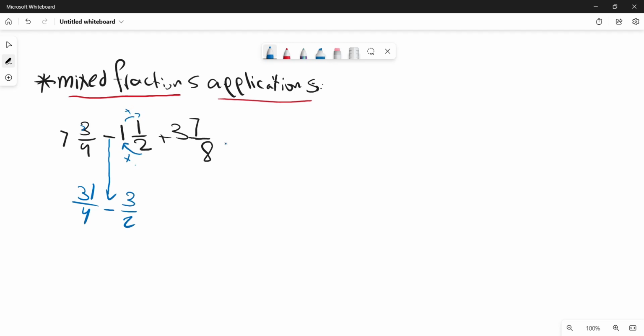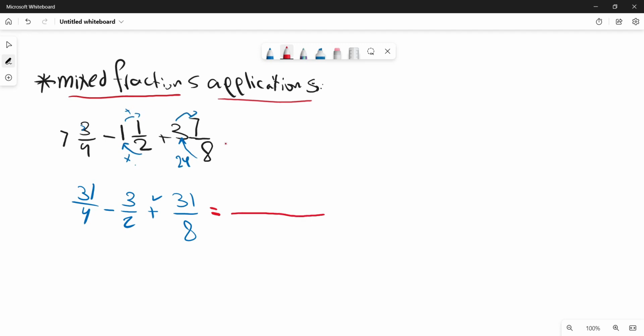Next one, what is this? Plus. Just bring down the plus. 8 times 3 is equal to 24. 24 plus 7 is equal to 31 again, so we will have 31 over 8. Now we are almost done with making the mixed numbers into normal fractions. The next step is we simply make the addition.